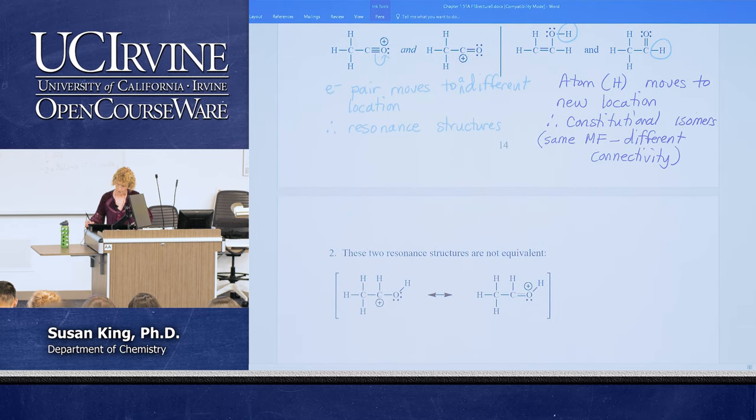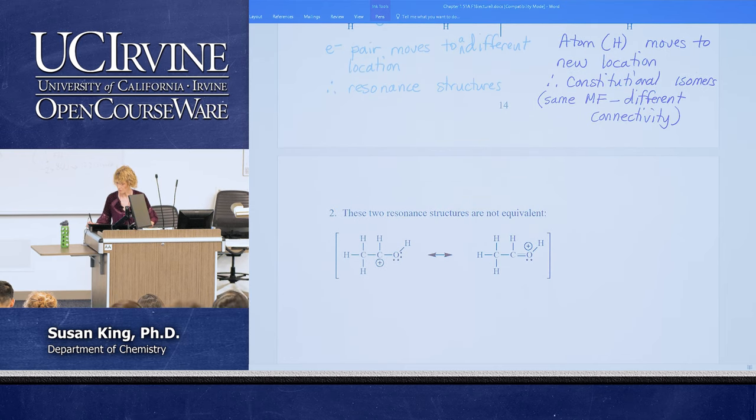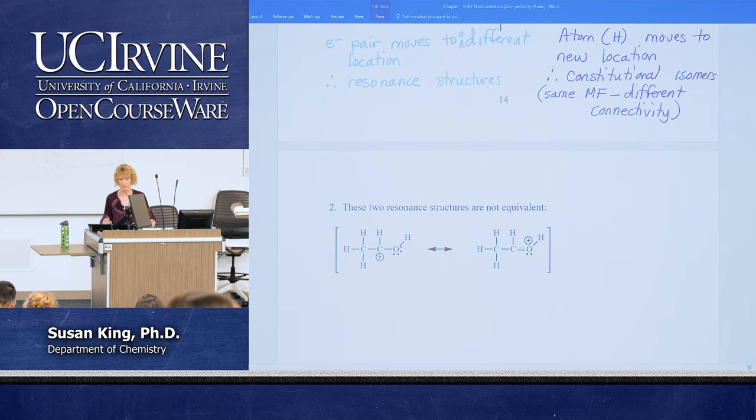Okay, some more things I want to say about these resonance structures. They're not equivalent in energy. So when we draw a hybrid, we kind of draw it as if it's like you have 50% of this one and 50% of that one. It's not really true in reality. So one of the things we want to be able to do is rank resonance structures so we can see which one's more important, which one's less important.